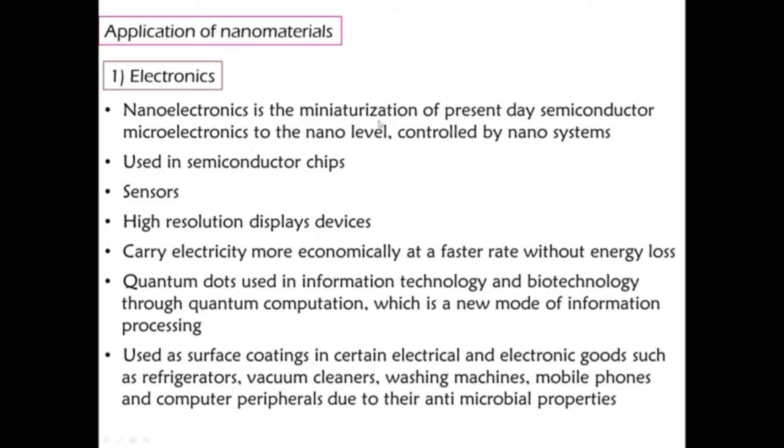So nanoelectronics is the miniaturization of the present day semiconductor microelectronics to the nano level. It is controlled by the nanosystems. So all materials, all devices are reduced to a very small size, and it is so easy to use, and it is more safe to use. And it is used in semiconductor chips. As you know, any electronic device you buy is all controlled by chips. There are several circuits and several transistors available in the chip. Like that, it is all based on chips.